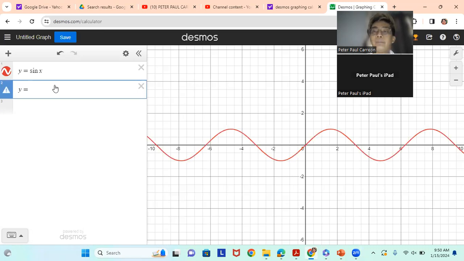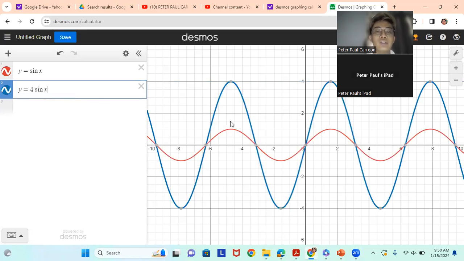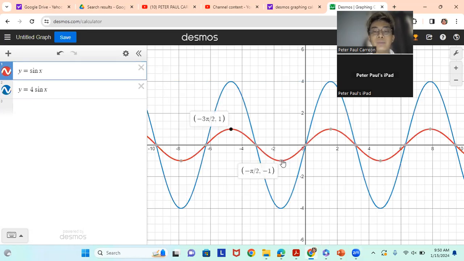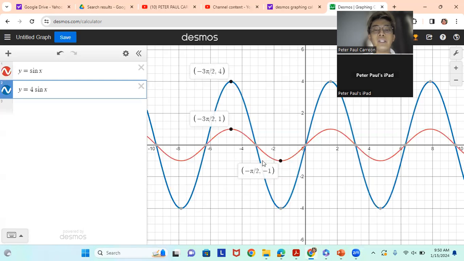So magdadagdag tayo ng amplitude, which is a. Halimbawa, ang dadagdag ko 4 sin x. Notice na ang original range natin ay from 1 to -1. Pero pansinin ninyo ang range ng y is equal to 4 sin x. Ayan, 4 na siya.